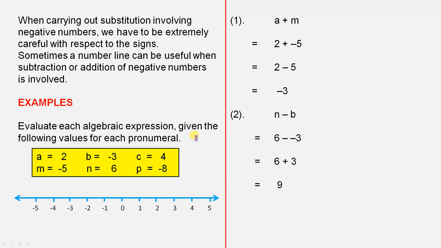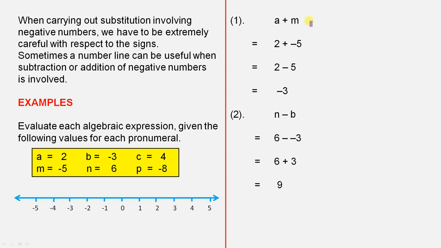Evaluate each algebraic expression given the following values for each pronumeral. So here we have 6 different pronumerals and their values, and here we have the number line just in case we need to use it. It can be very useful.